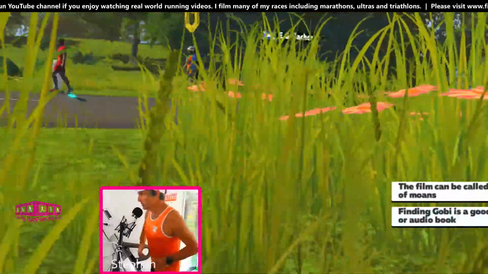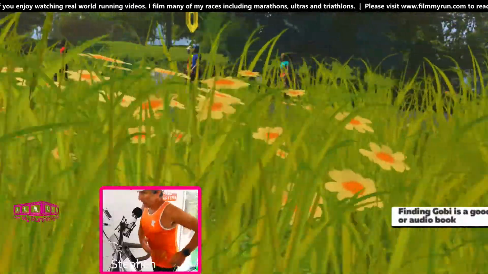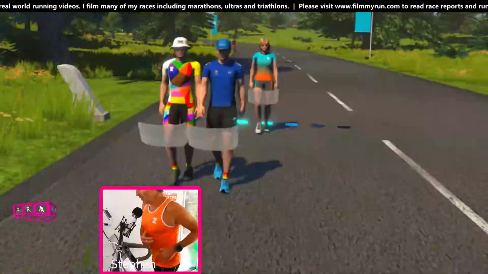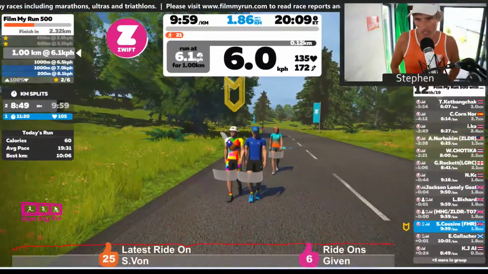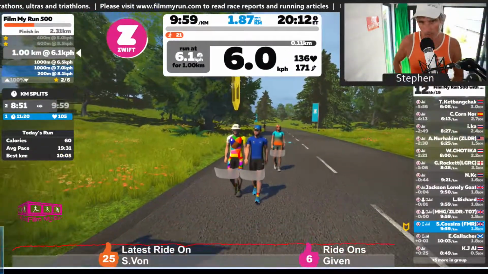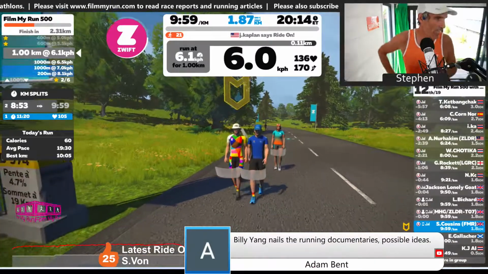Lee Bircher says the film could be called A Game of Moans. Well, the thing is, it's not about me. I'm not in it. It features other runners, so thankfully they don't moan as much as I do when I'm on the trails.